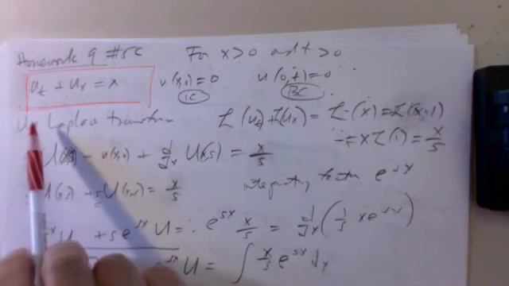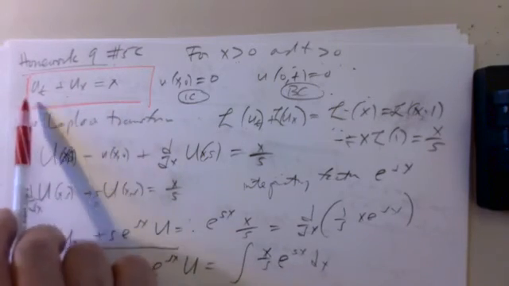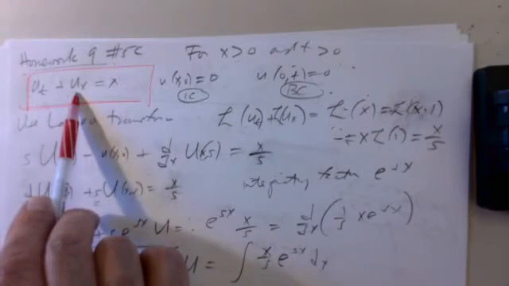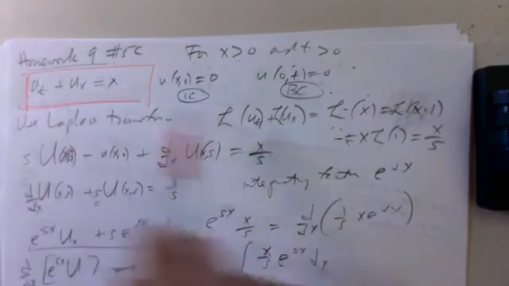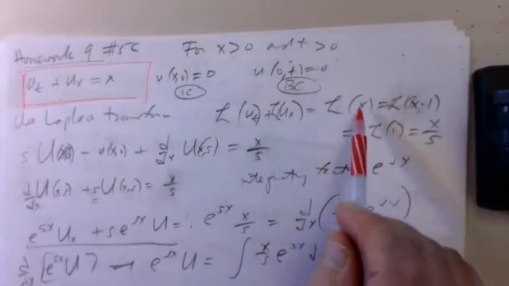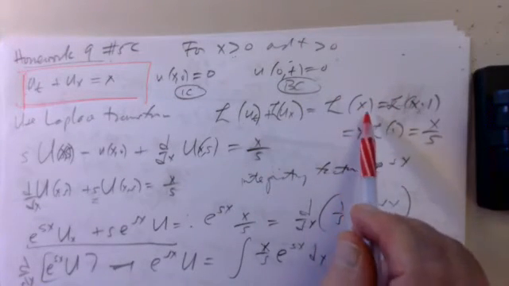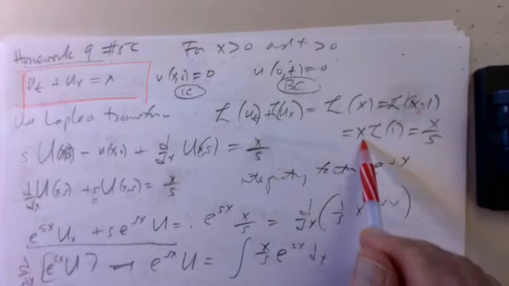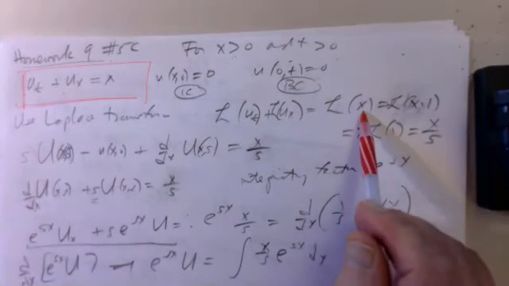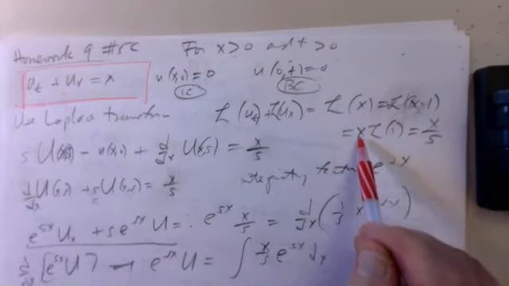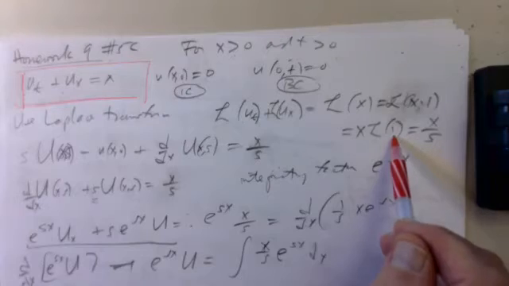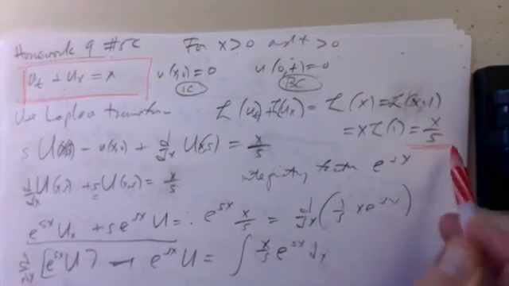And we take the Laplace transform of both sides. So you get the Laplace transform of u_t plus the Laplace transform of u_x is the Laplace transform of x. But again, the Laplace transform is an integral with respect to t. So this is like x times 1. x is a constant, it's not t, so you can factor the x out. The Laplace transform of x is x times the Laplace transform of 1, and the Laplace transform of 1 is 1 over s.